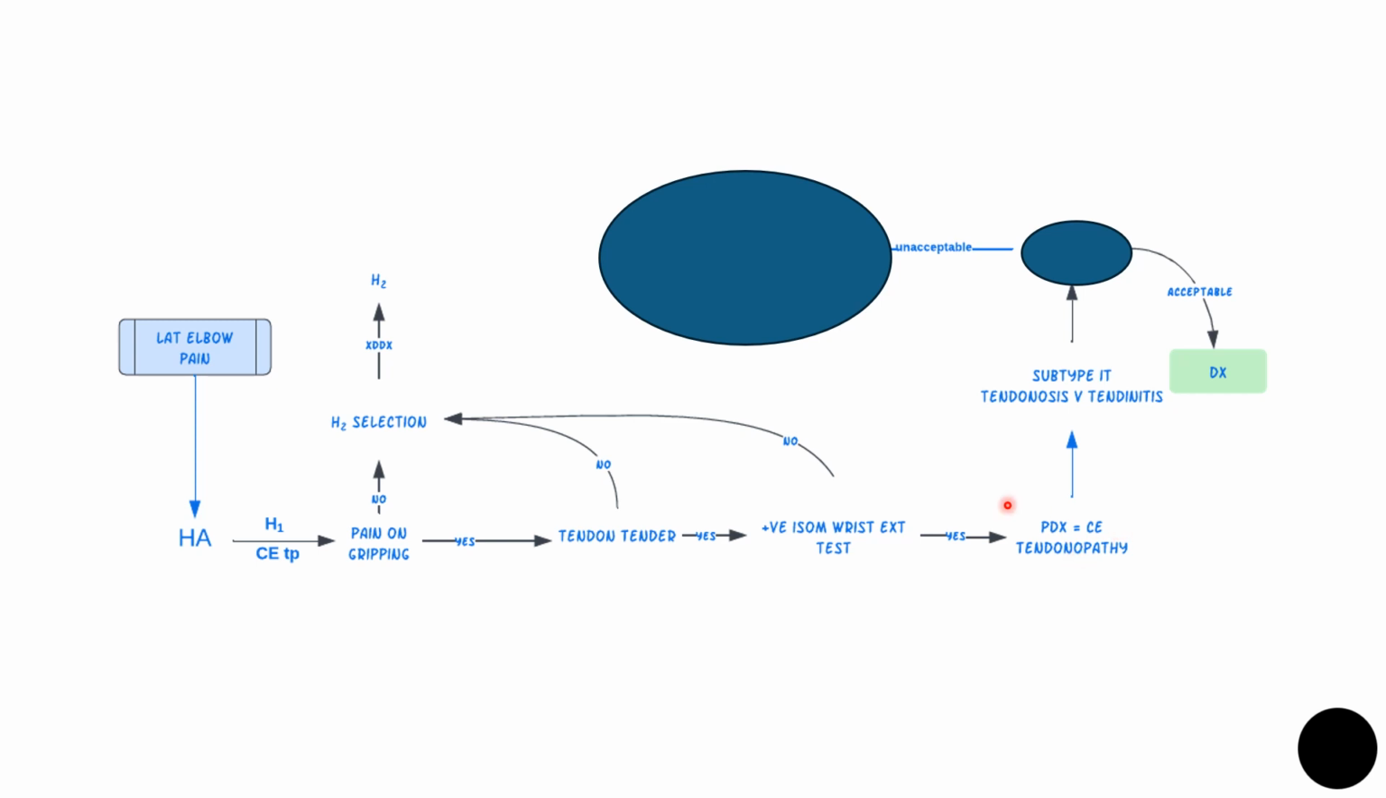So now we need to subtype it. Is it tendinitis or tendinosis? We're going to look at that in more detail because I've got more information for you that I haven't given you yet. But assuming that it is tendinitis or tendinosis, then we can move on to a diagnosis. What we haven't done is this bit here, which is to check for bias and error. So let's move on to that.